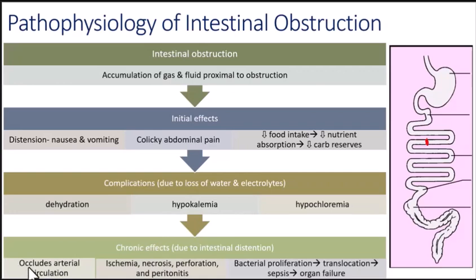Chronic effects will be seen if pressure from the intestinal distension is severe enough where it can occlude or block arterial circulation, resulting in words you are hopefully now familiar with, such as ischemia, necrosis, in severe cases perforation, and peritonitis. And that's a big problem.